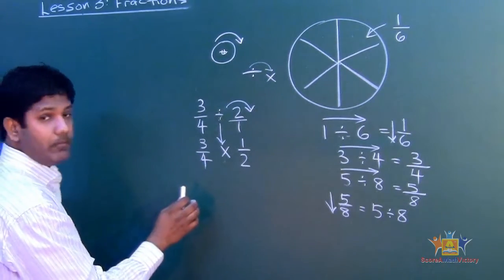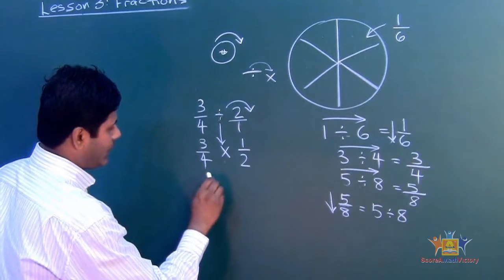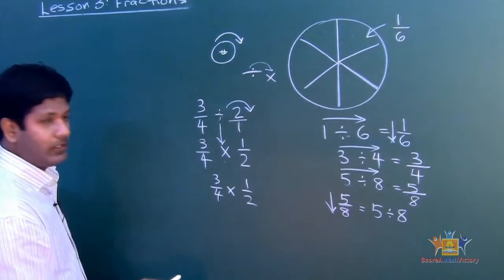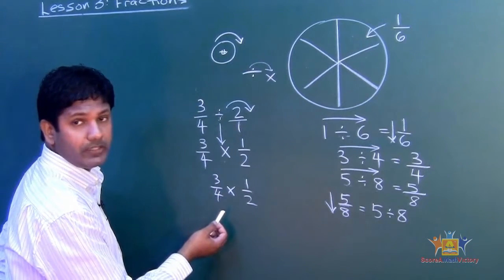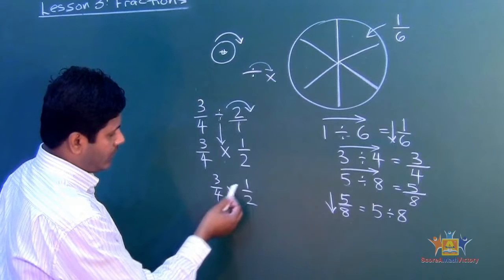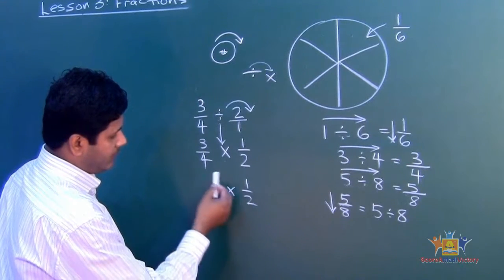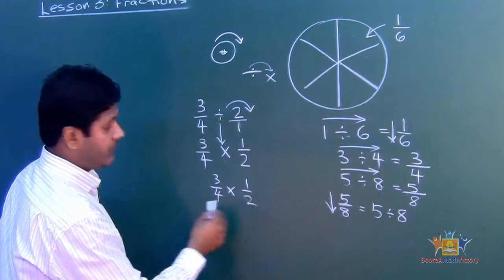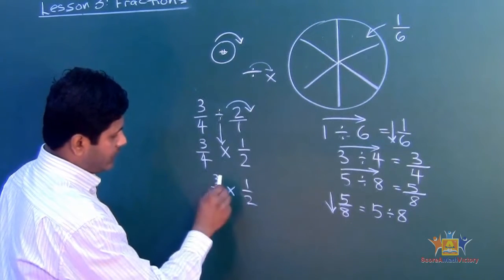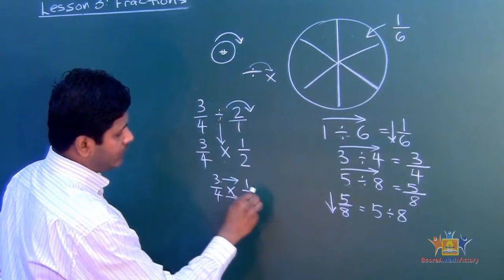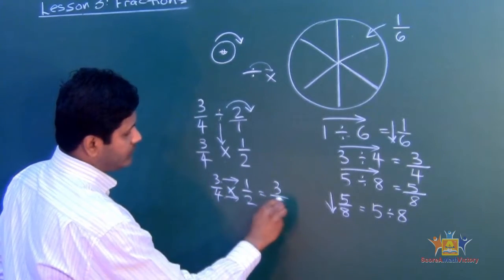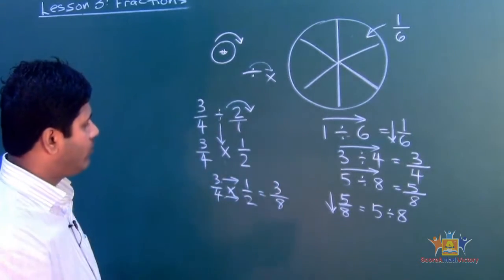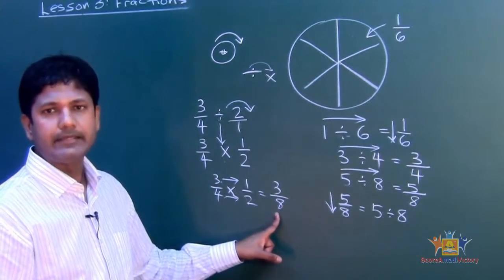So now you're back to the multiplication problem. Now you've got 3/4 times 1/2. Can I simplify using the bow tie method? No, I can't. I cannot simplify this way or this way or this way, but never ever try to simplify this way. So I'm going to use the double arrow method. 3 times 1 is 3, 4 times 2 is 8. So that's the answer. 3/4 divided by 2 is 3/8.